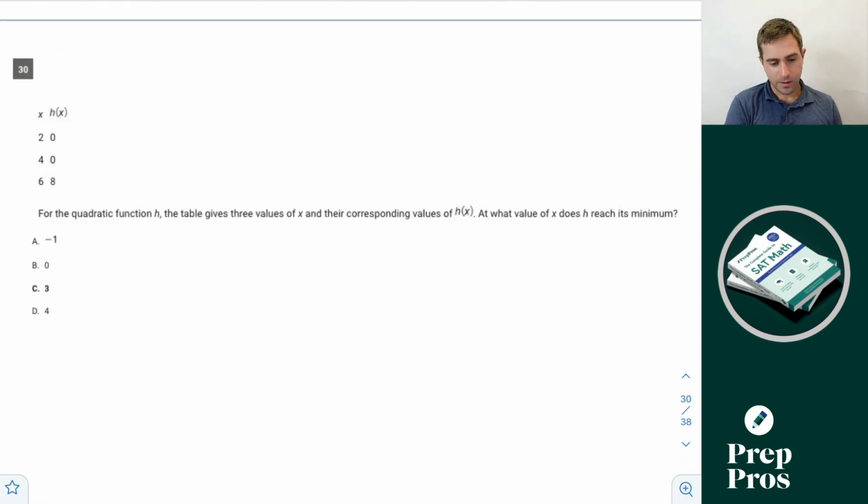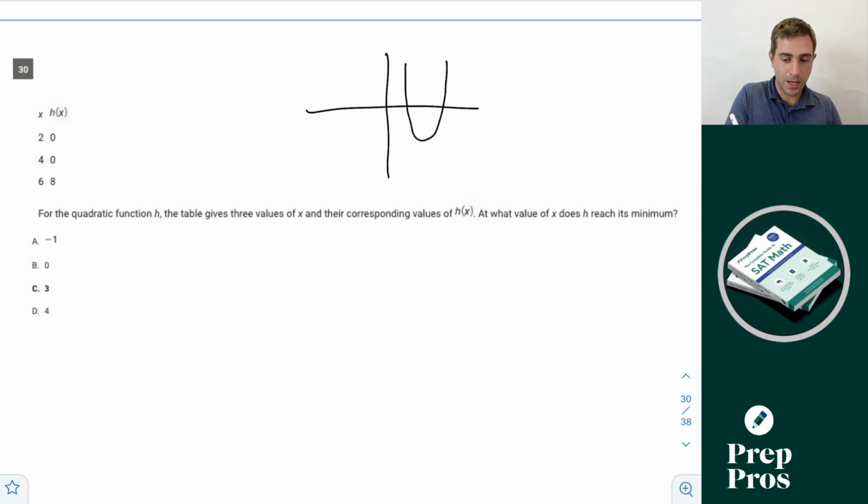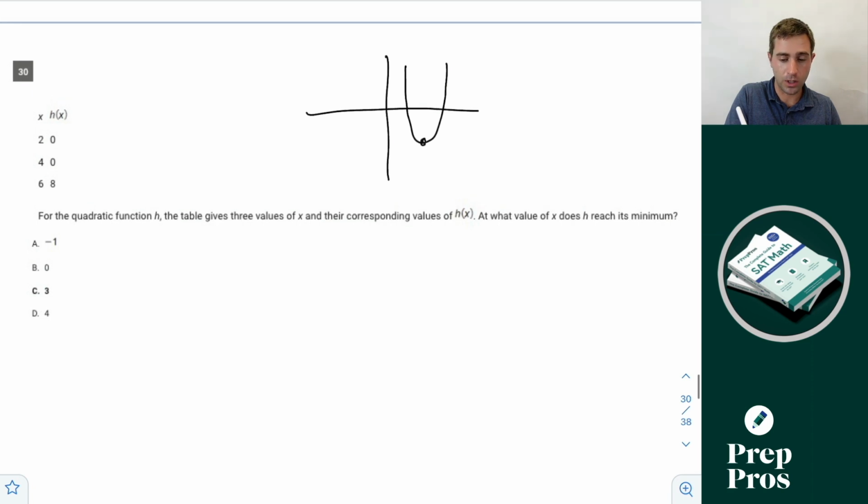For the quadratic function h, the table gives 3 values of x and their corresponding values of h of x. At what value of x does h reach its minimum? This is testing the exact same concept we saw a handful of questions ago. We know, as we talked about, that if you're dealing with a parabola, the midpoint of its x-intercepts gives you its vertex, which is also its minimum or maximum.